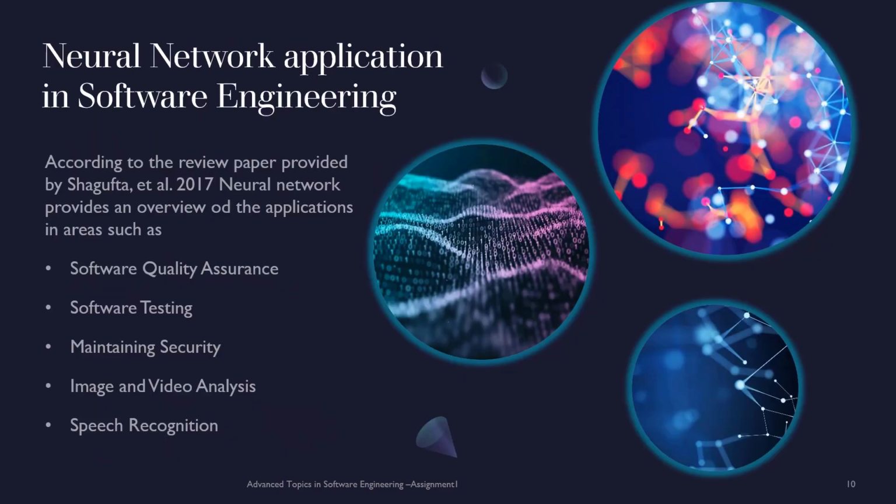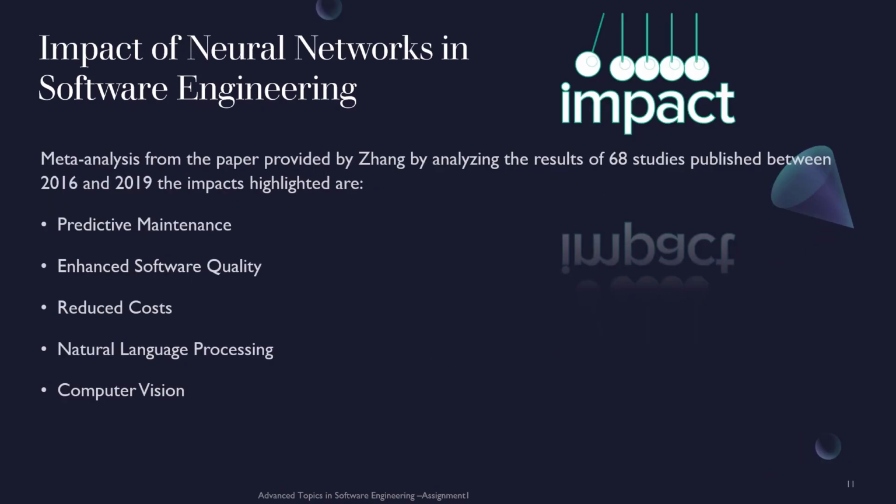Some of the areas where neural networks are applied in software engineering are software quality assurance, software testing, maintaining security, image and video analysis, and speech recognition. The impacts of neural networks in software engineering are that they have the ability for predictive maintenance, enhance software quality, reduce costs, and help in natural language processing and computer vision as well.